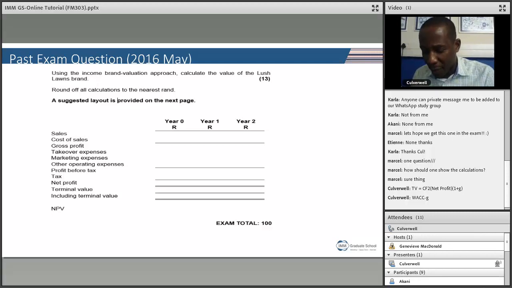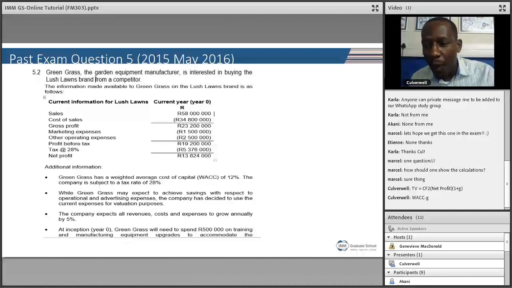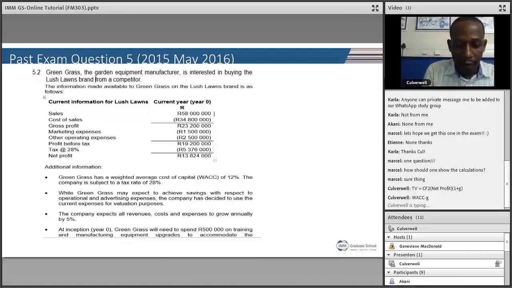Then I'll say divide by, open a bracket. What's my WACC? I'll go back to the question shortly so we can fetch our WACC. WACC is 12%. I'll express my WACC as a decimal, 0.12, minus my growth rate of 5%, 0.05. I'll close the bracket. I'll then get myself my terminal value, which is 228,614,400.